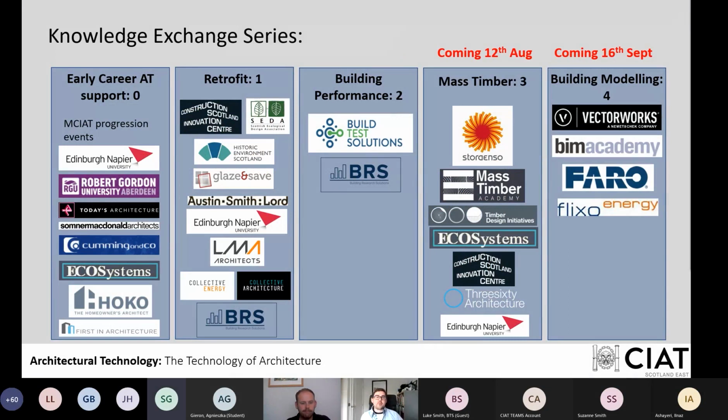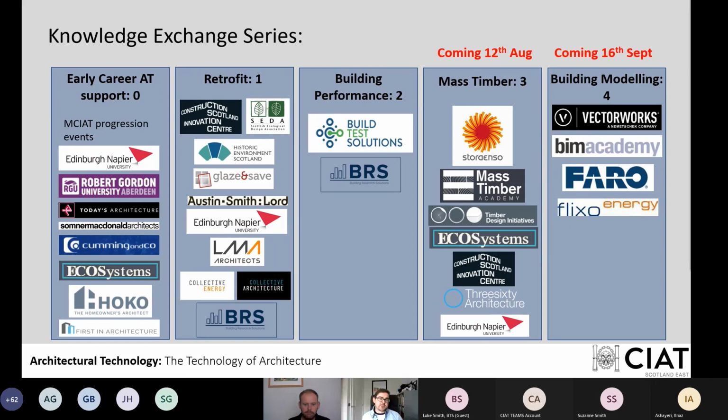So this building performance session is one of 5 sessions that CIAT Scotland East Knowledge Exchange series are running. We launched our KE series in March of this year and have delivered 9 events in the early career AT and the retrofit sessions, and we have many more to come for both of those 2 sessions.